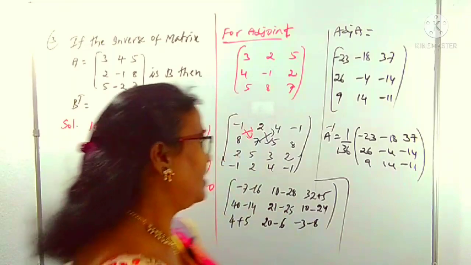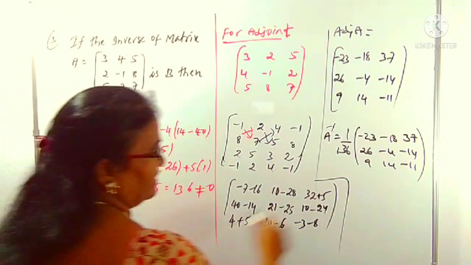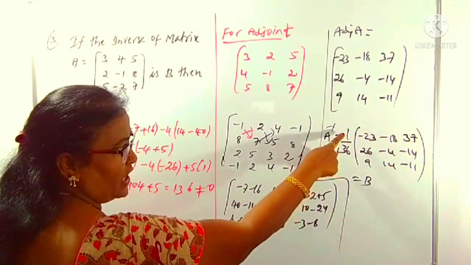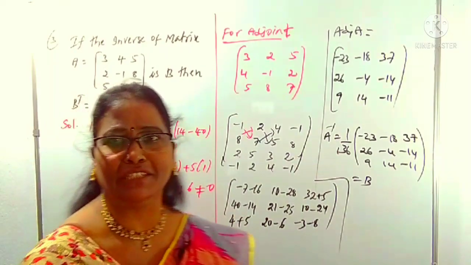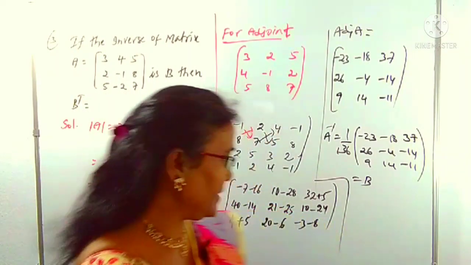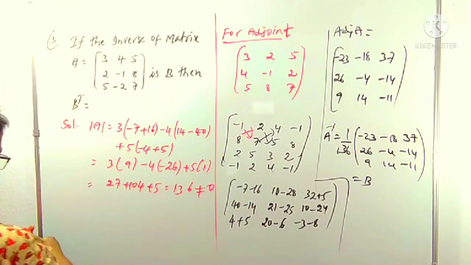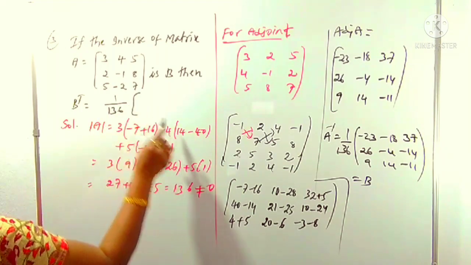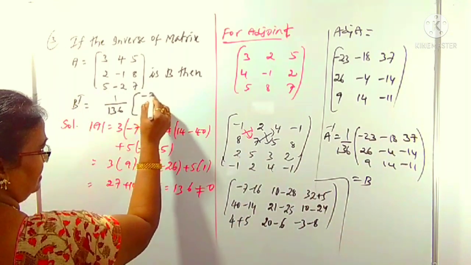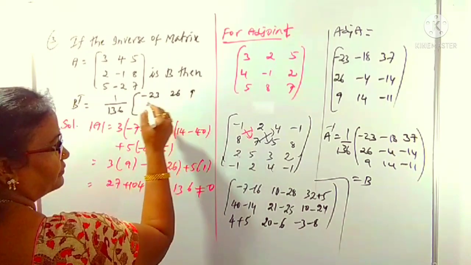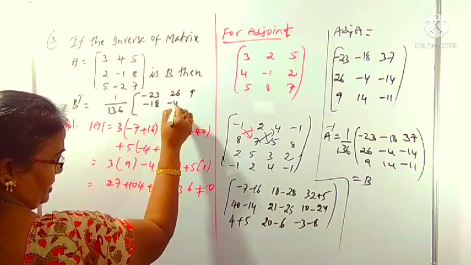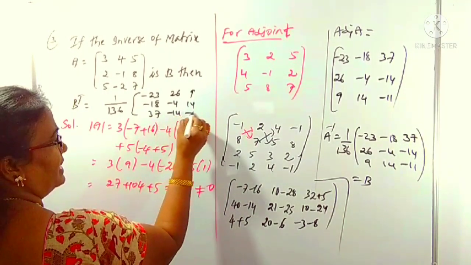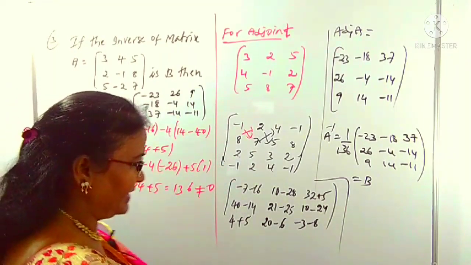But what we want? We want the A inverse is given as B. We want B transpose. Transpose of this is what we want. The constant 1 by 136 does not change at all in the case of transpose. That is as it is, you can take. Therefore B transpose is 1 by 136 as it is, but you can take its transpose. That is minus 23, 26, 9, minus 18, minus 4, 14, then 37, minus 14, minus 11. This is our required solution for this question.